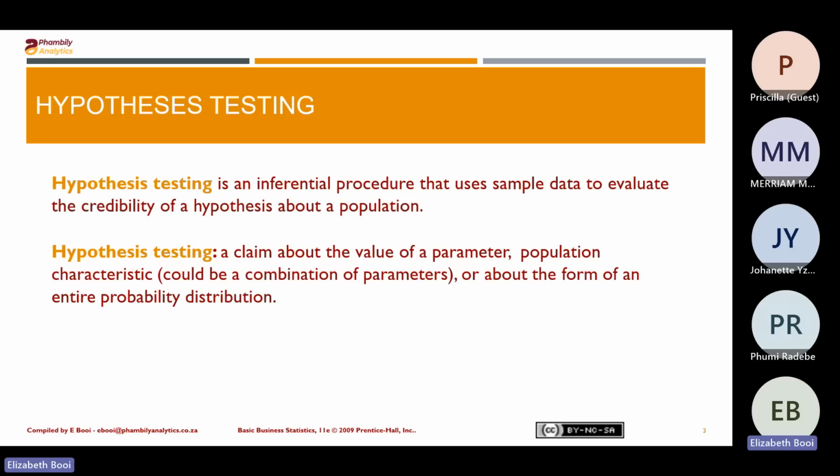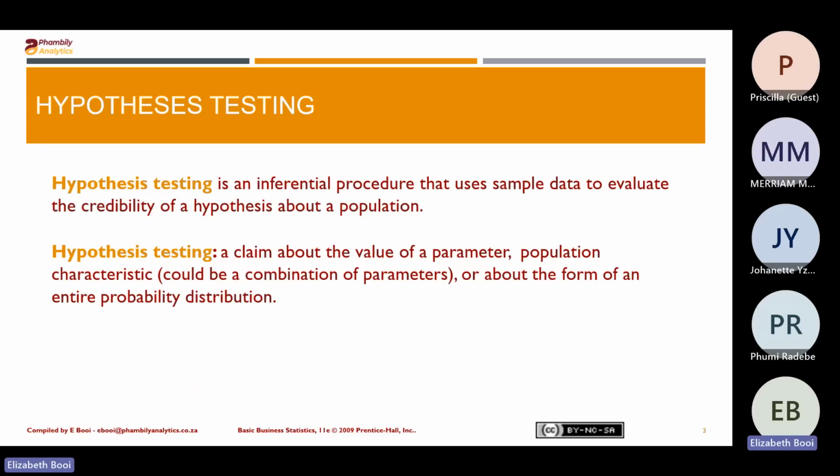In terms of hypothesis testing, we need to also remember it is one of the branches of statistics. In the beginning, we said there are two branches of statistics: descriptive statistics and inferential statistics. Hypothesis testing is part of inferential statistics. It is an inferential procedure that uses the sample data to evaluate the credibility of a hypothesis about the population.